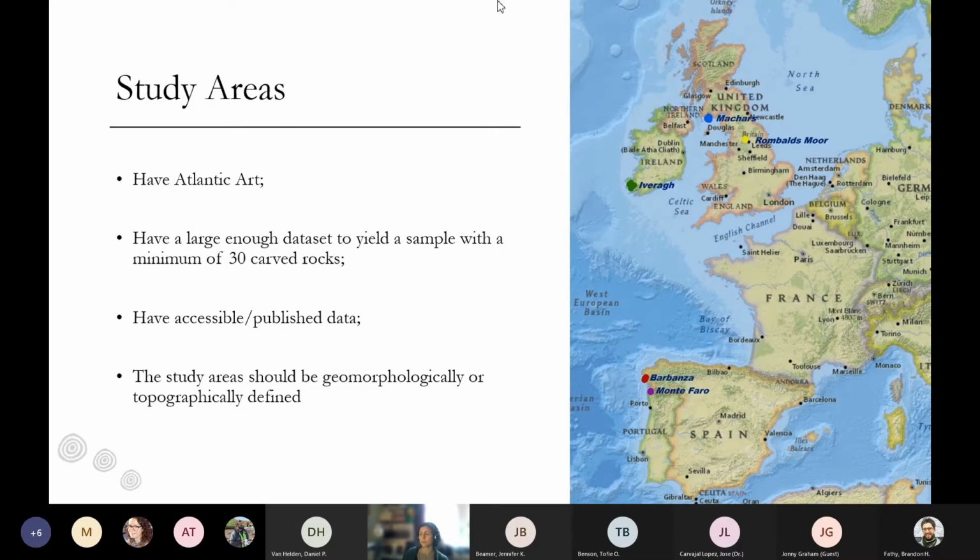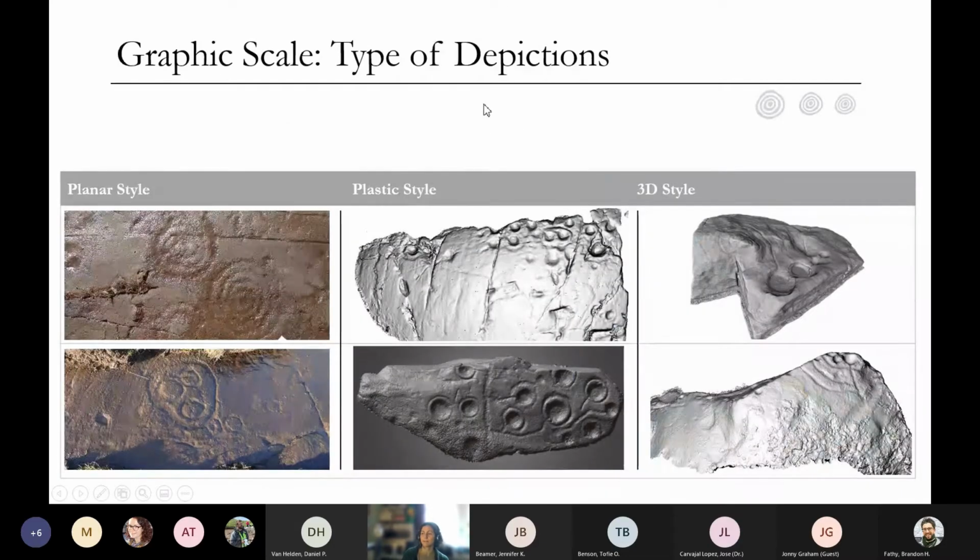And I need to change slides again. Yeah. So I'm just going briefly to tell you about each of the variants that I was looking at. And so at a small scale, I was looking at things like the type of depiction, which essentially assessed the way in which the motifs were carved on the rocks and the relationship with the surface's microtopography.